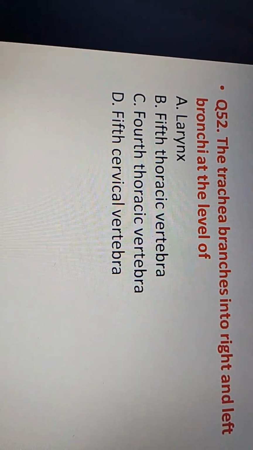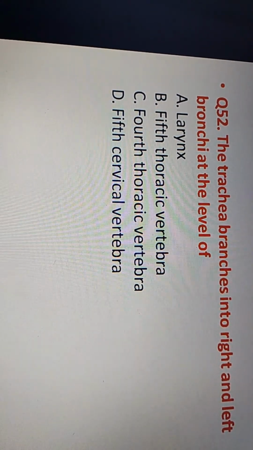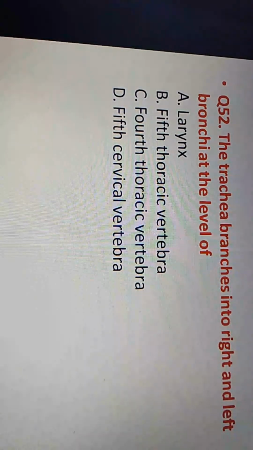Option A, larynx. Option B, fifth thoracic vertebrae. Option C, fourth thoracic vertebrae. Option D, fifth cervical vertebrae.